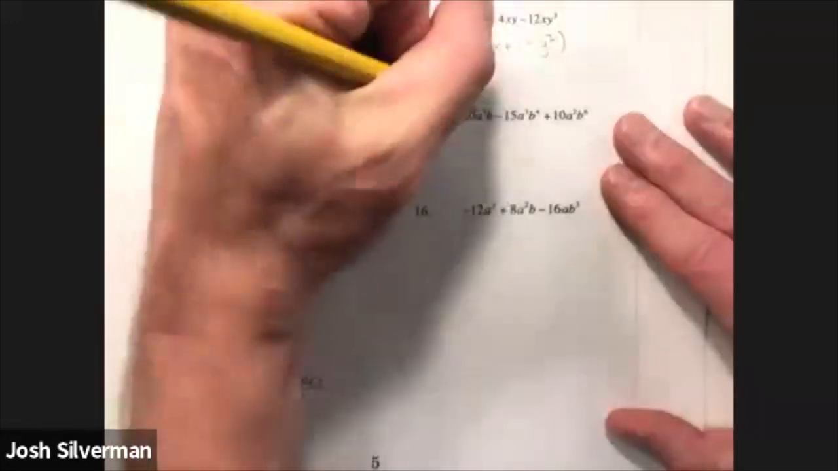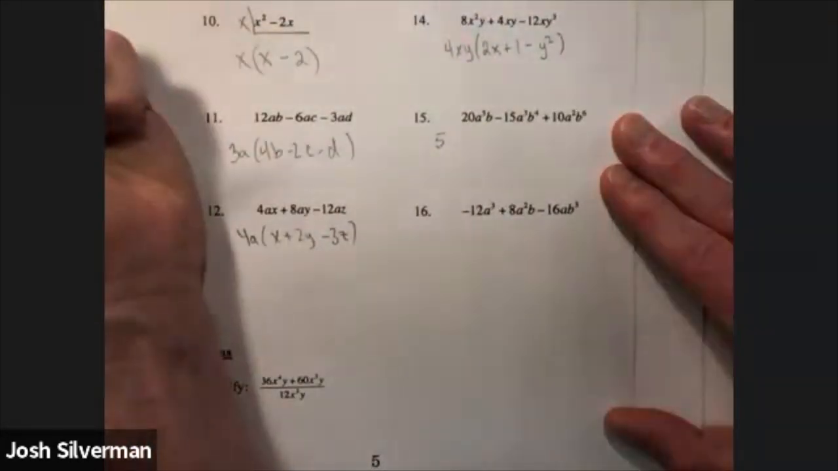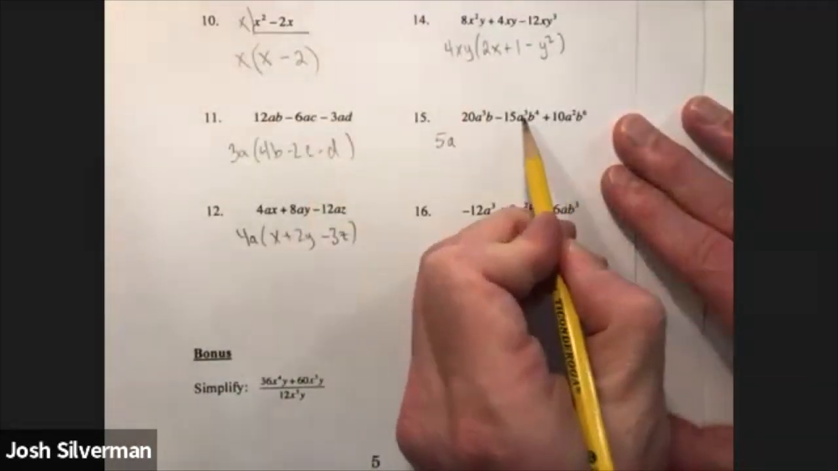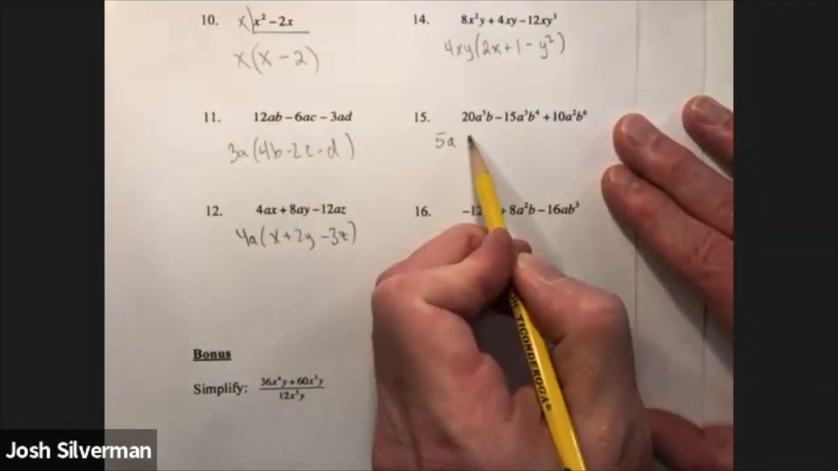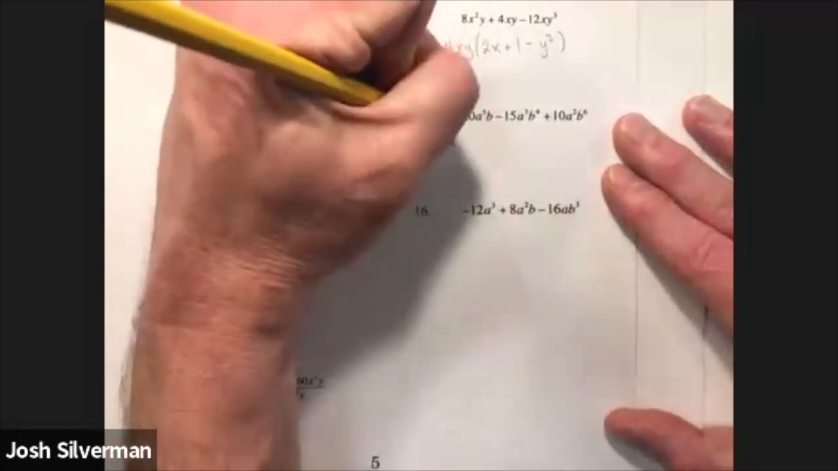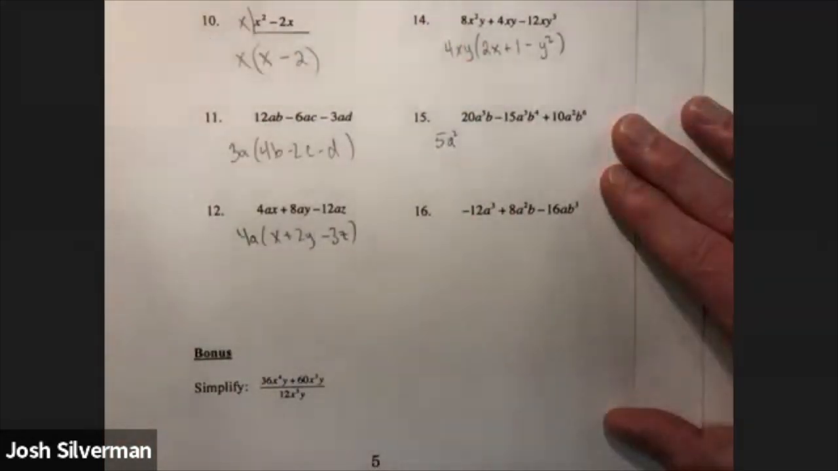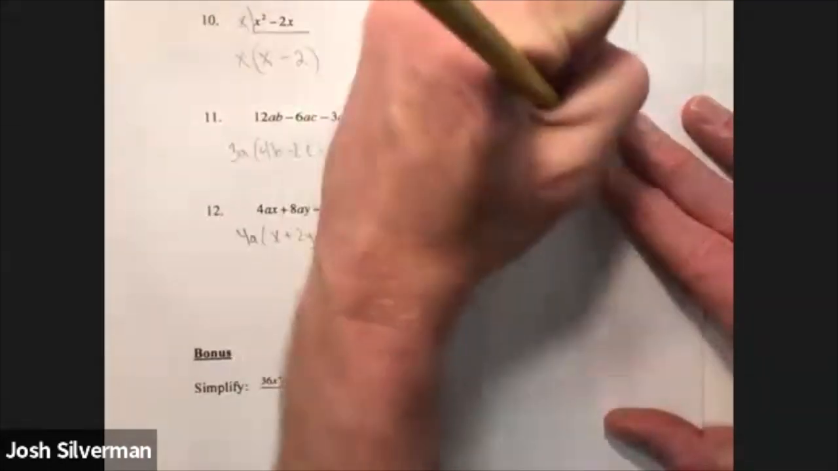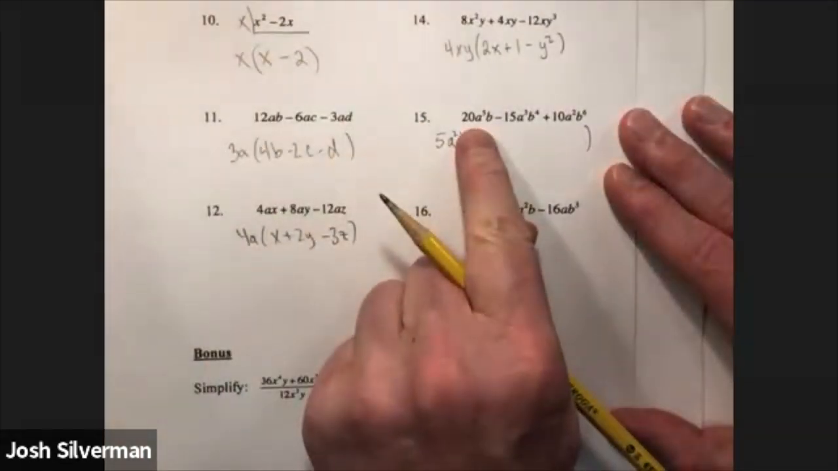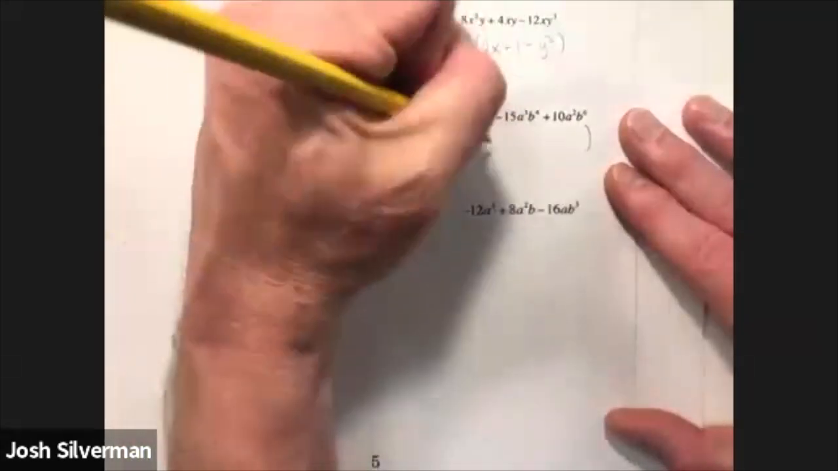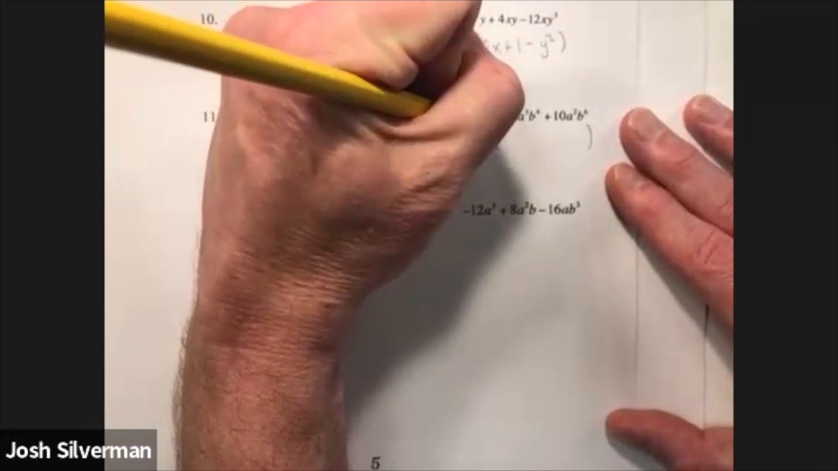Number 15. Definitely can divide by 5. Definitely can divide by at least 1a. And when I want to know what goes on the outside, I look at the smallest exponent. The smallest exponent is 2, so the most we could take out is an a squared. The smallest for the b is 1, so the most we could take out is a b. 20a to the 5th b divided by 5a squared b is going to be 4a to the 3rd.